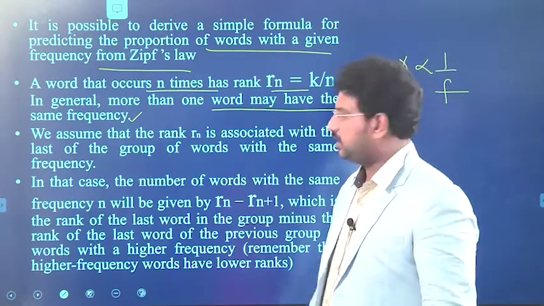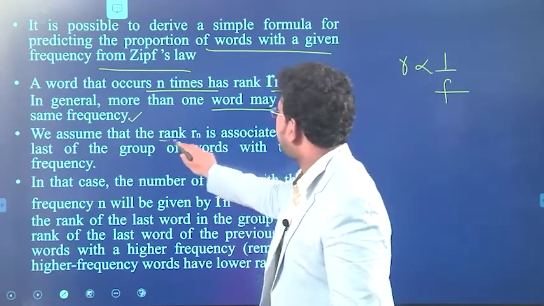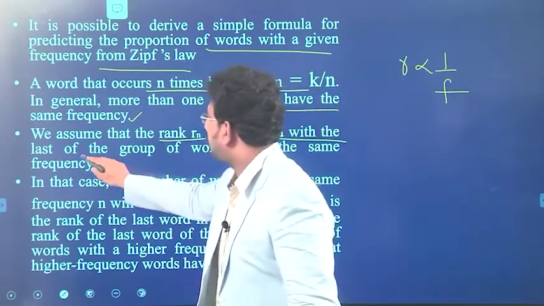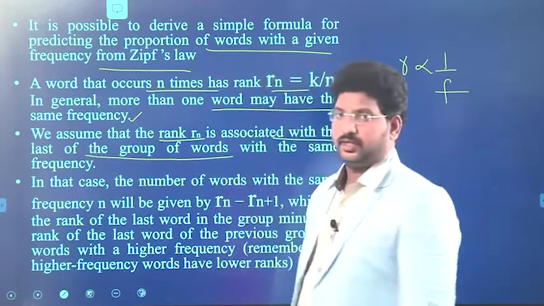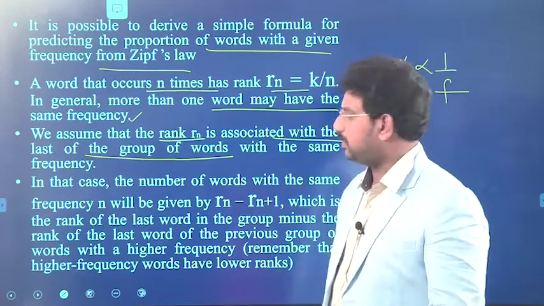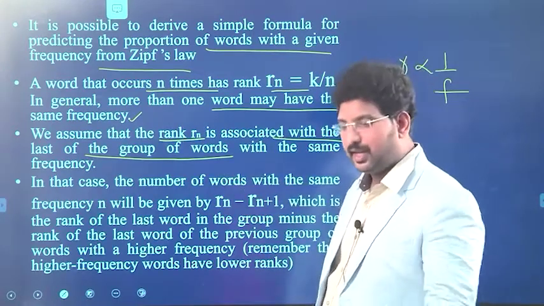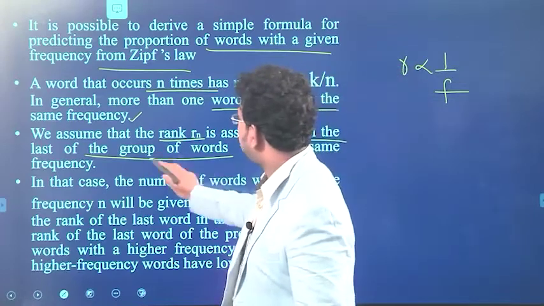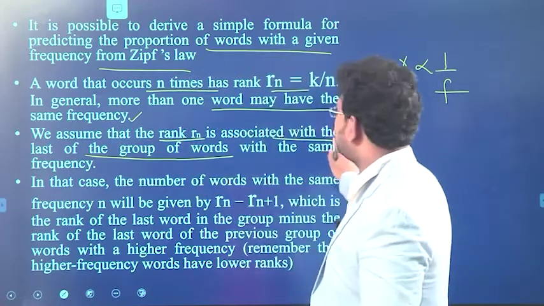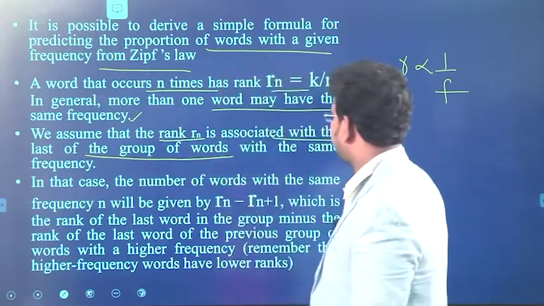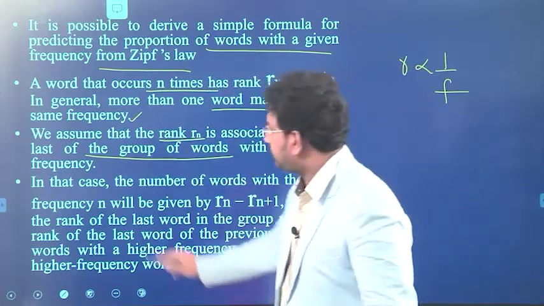We assume that the rank Rn is associated with the last of the group of the words. You try to understand. Whenever you see the example, it seems to be very simple, but as you go a little bit theoretically, you have to clearly understand it. So we have to assume that the rank Rn is associated with the last of the group of the words with the same frequency n.